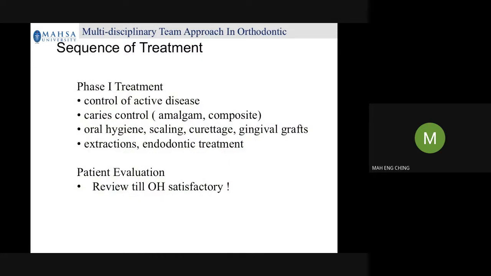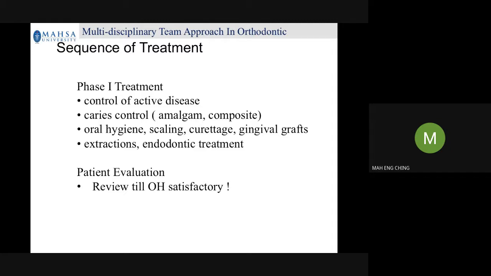So the sequence of treatments when it comes to periodontitis patients: the phase 1 treatment is always to control the disease, the periodontal disease. You need to control the active disease, then you have to control the caries, where amalgam or composite fillings can help. Then oral hygiene, scaling, curettage or root planing, or gingival graft sometimes by the specialist. Extractions for the poor prognosis teeth too. Endodontic treatment to make the tooth safer. If you still have a good prognosis, a pulp exposed, you try to save it.